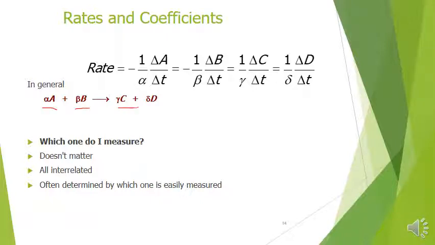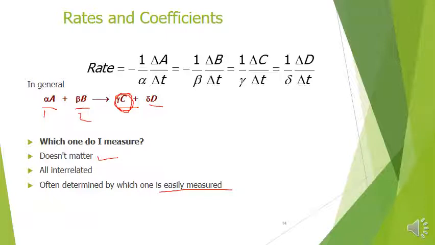Okay, so let's say you have a chemical reaction right here, and you want to come up with a rate. You may say to yourself, which one should I measure? It really doesn't matter which one you measure, as long as you know the relationship between each one. It's always better to measure the easiest one. So let's say C is the easiest one to measure. Then measure the rate in terms of C, and then if you need to figure it out in terms of the rest of the reaction, you can just divide by its coefficient.